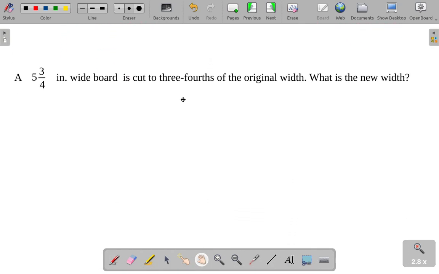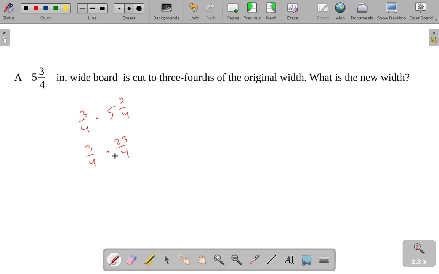Here we have a 5 3/4 inch wide board that is cut to 3/4 of the original width. What is the new width? So we're saying 3/4 of this. Whenever you see this fraction of something, that's a good indicator that we're talking about multiplication. So this will be 3/4 times 5 3/4. I don't want to multiply by a mixed number, so I'm going to change that to a fraction. 5 times 4 is 20. Add that to the 3. This is 23/4.